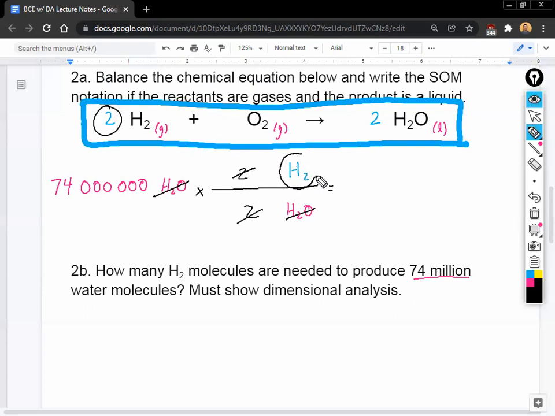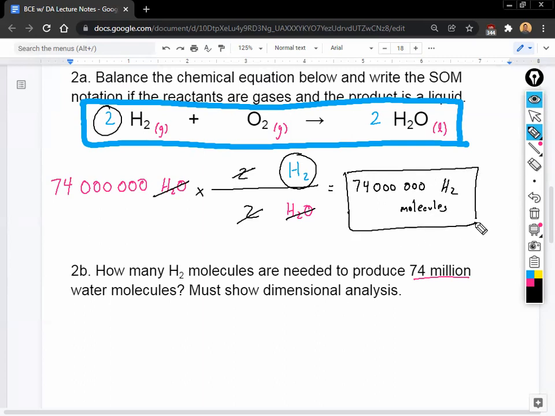Only thing I have left over is H2, and I don't need to do any math now because there's nothing left to multiply or divide. So here you don't even need to do any calculations. The answer is just going to be 74 million H2 molecules. Okay, so that was just my way of showing you guys, hey, if you have something on the top and bottom, including numbers, you can cancel out the numbers. And that way makes your life a little bit easier. You guys don't need to do any calculations.